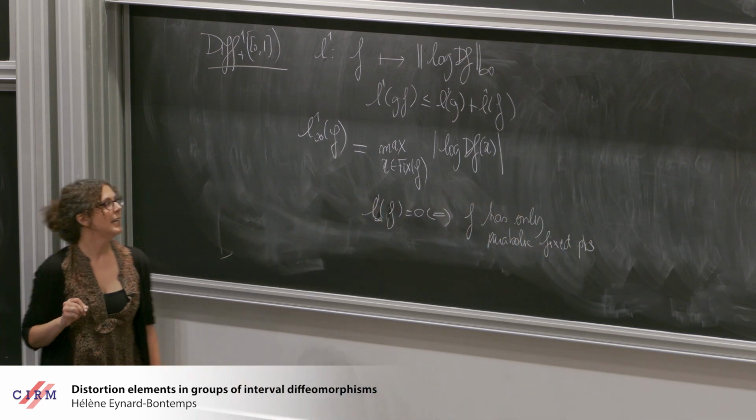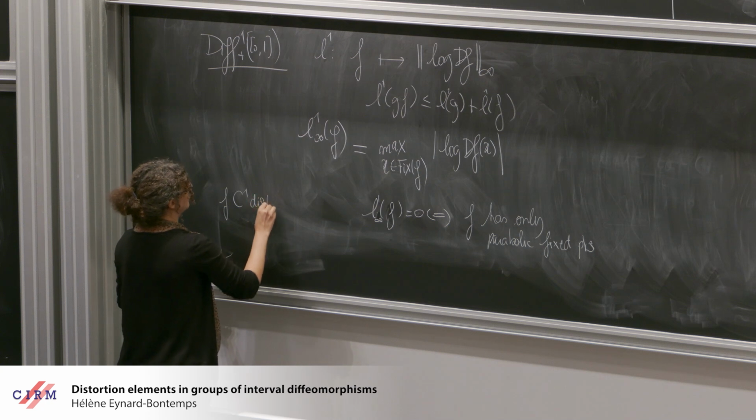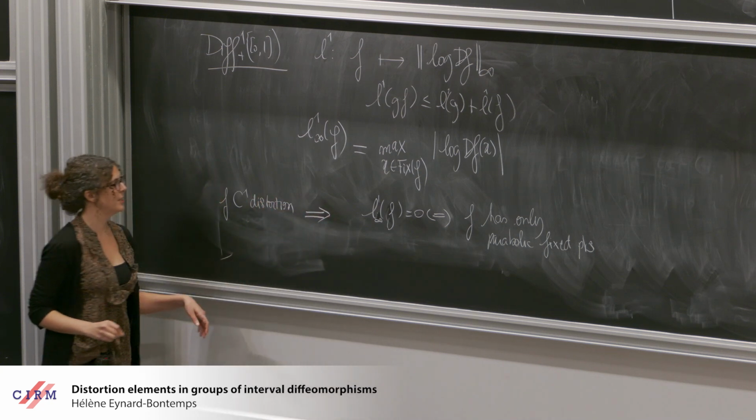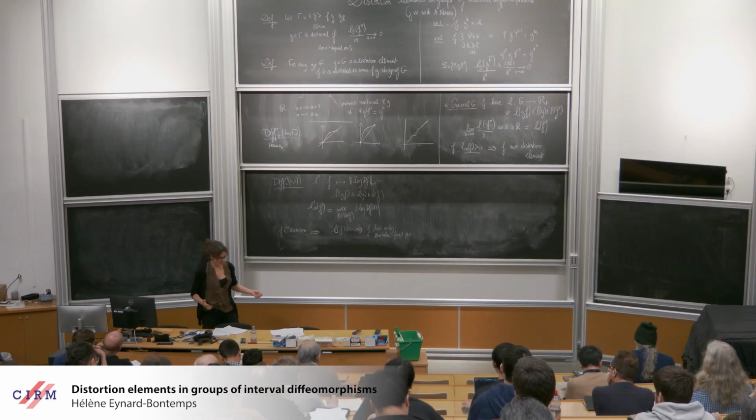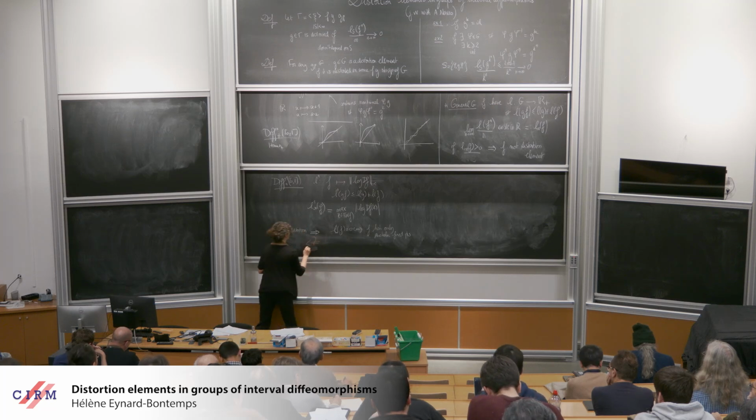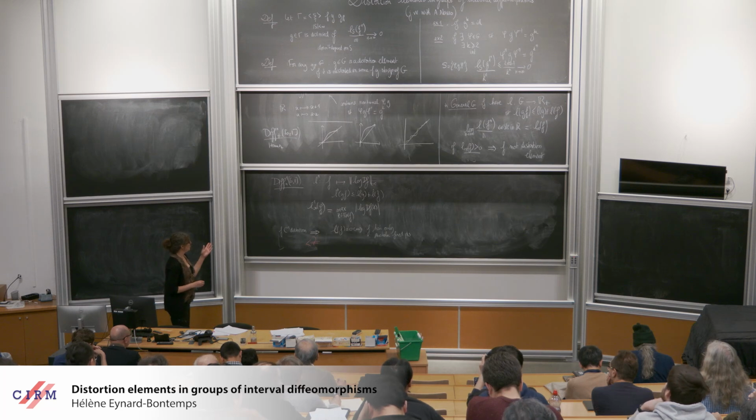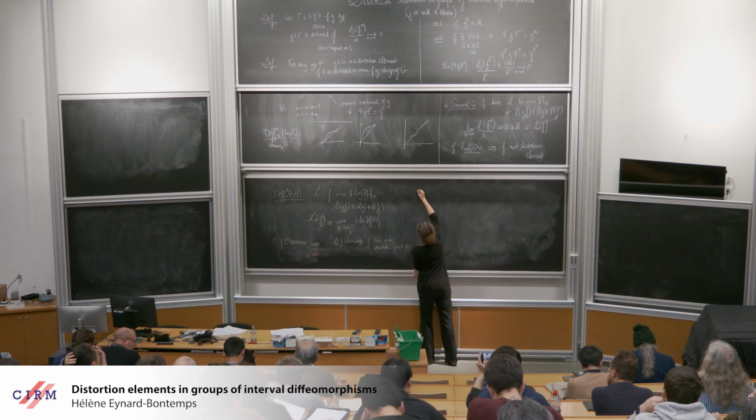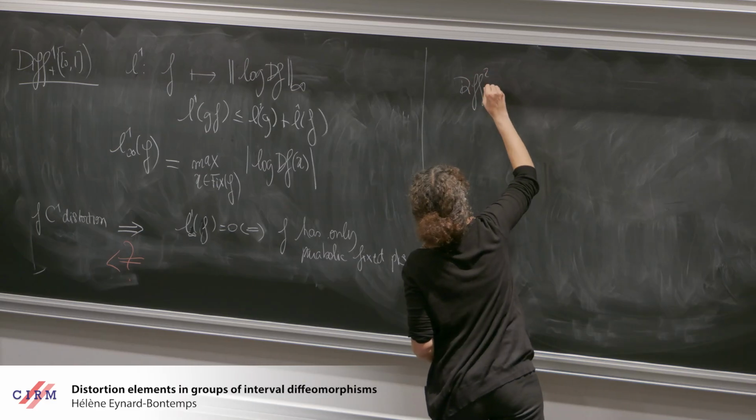Okay? And thus, if f is C1 distorted, a distortion element of the group of C1 diffeomorphisms, then it must have only parabolic fixed points. And my first question is whether the converse is true. And this is not known. But before I give you some more comments about this question, let me look at the case for Diff2.